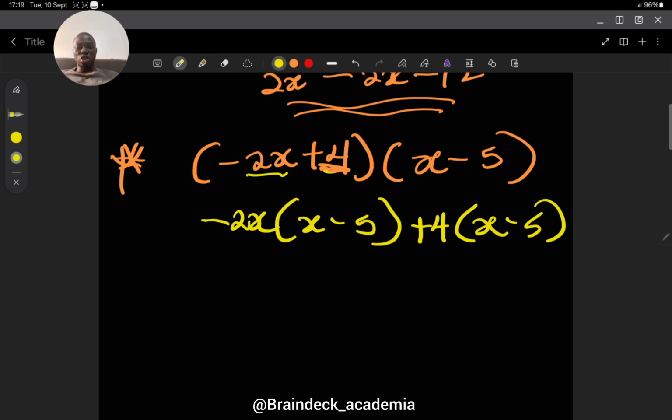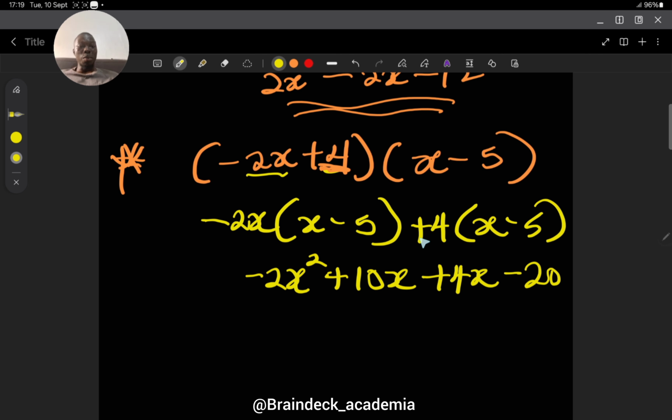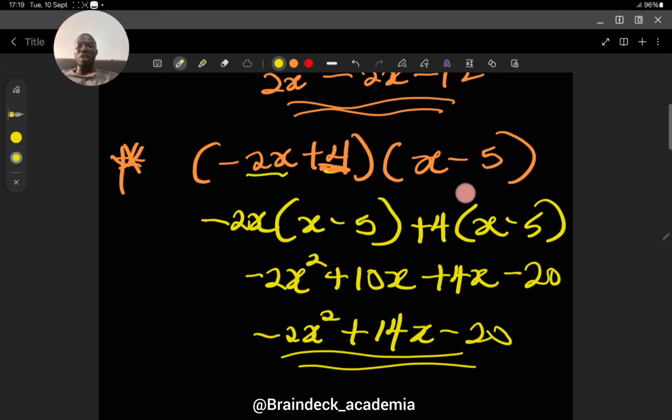Right? So now distribute. Minus 2x times x will give me minus 2x squared. Minus 2x times minus 5 will give me plus 10x. Minus times minus is plus. Plus 4 times x will give me plus 4x. And plus 4 times minus 5 will give me minus 20. You can see I'm always considering the sign of the values, which you should do. Now here, there are two like terms. So I have minus 2x squared plus 14x minus 20. And this is my answer after expanding this.